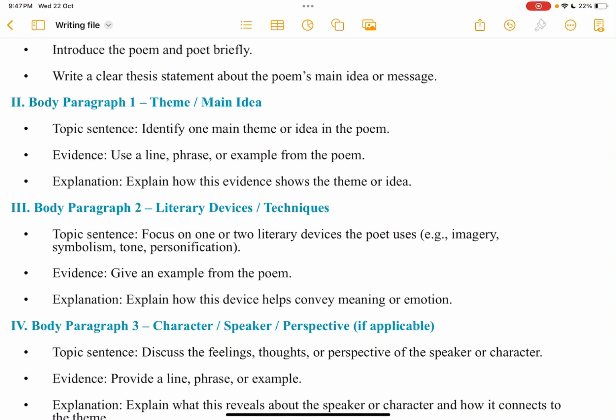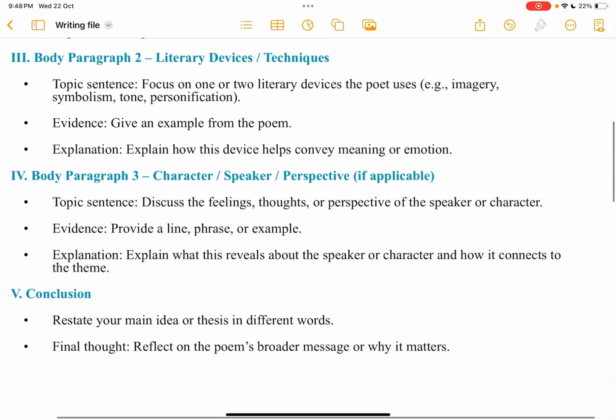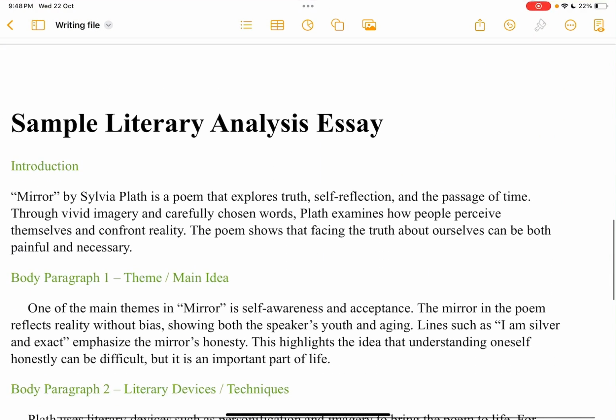The theme or the main idea. That's what you will write about in the first body. The topic sentence is to identify one main theme or idea in the poem. And then you must use evidence from the poem, a line or a phrase or an example, and it must be followed by an explanation of how this evidence shows the theme or the idea. Okay, let us see what the first body paragraph that I have here.